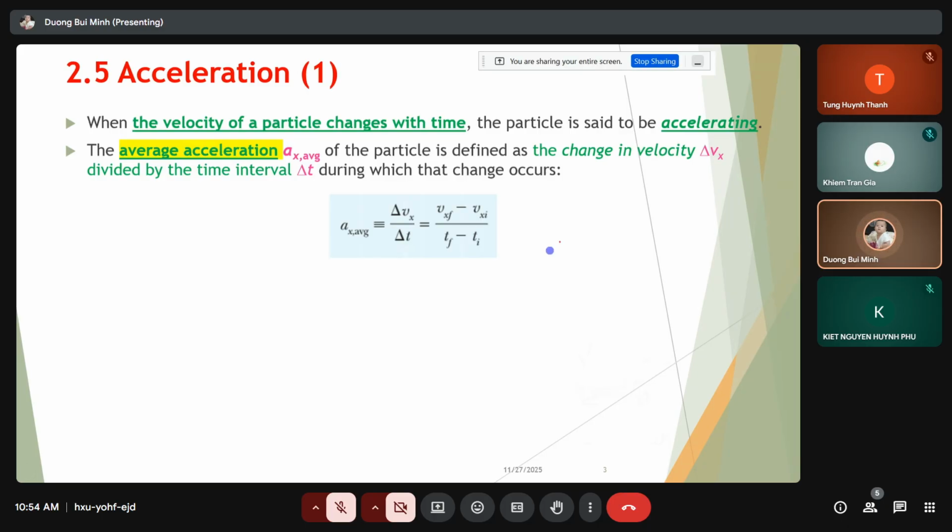If we have displacement x, we take the first derivative of x with respect to time, you get vx, and then we take the second derivative, right? You get ax equals d squared x over dt squared. We take the second derivative of x with respect to time, you get acceleration.